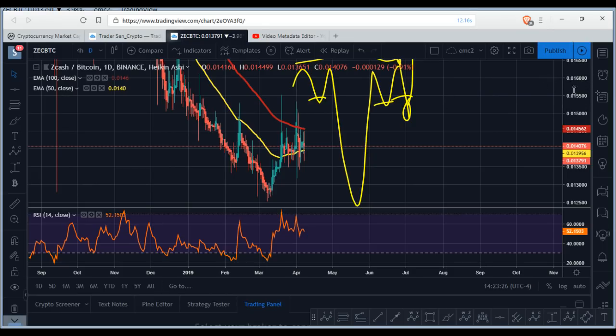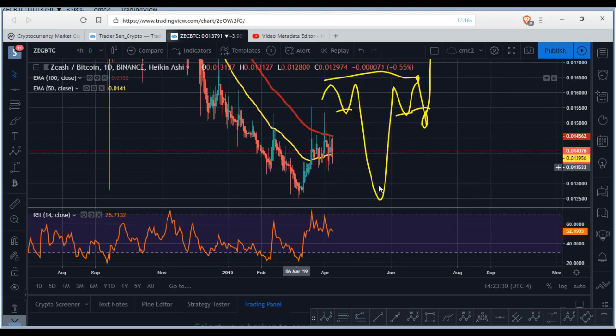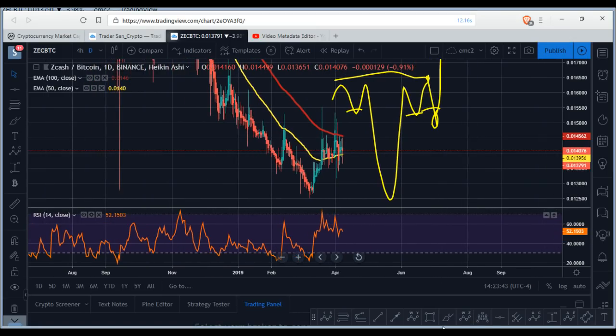How high can Zcash go? A 1-to-1 extension. It is not financial advice, but BTC is looking weak, so Zcash can take advantage of that weakness. The RSI is just about 52, so it's pretty good. RSI is 52, that's pretty good.